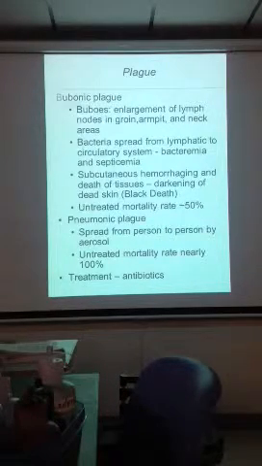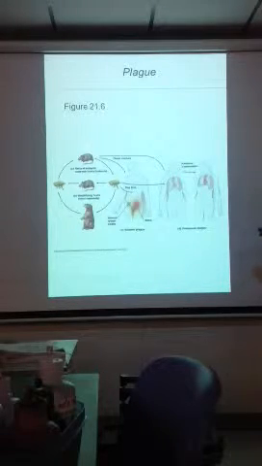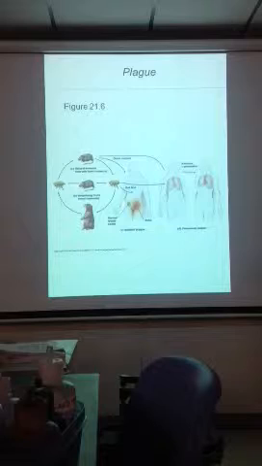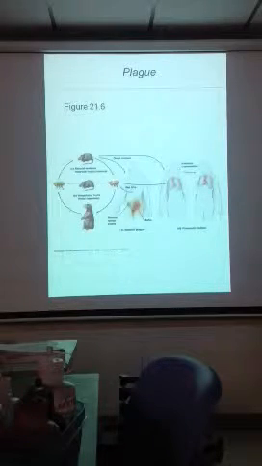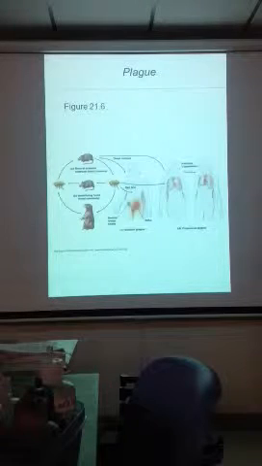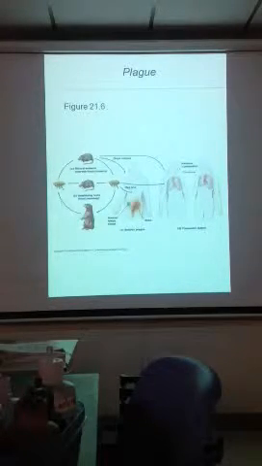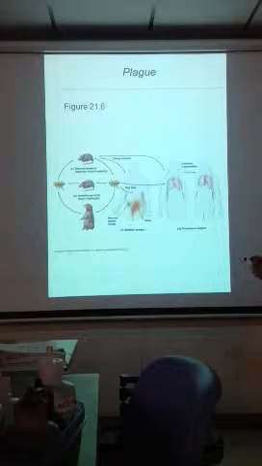Right? So again, just to go over this, we learned that there is an animal host. It can spread to other mammals through a flea bite. It can also spread to humans through a flea bite. When that happens, you can get bubonic plague. That's one form where the bacteria spreads to the lymphatic and circulatory system.